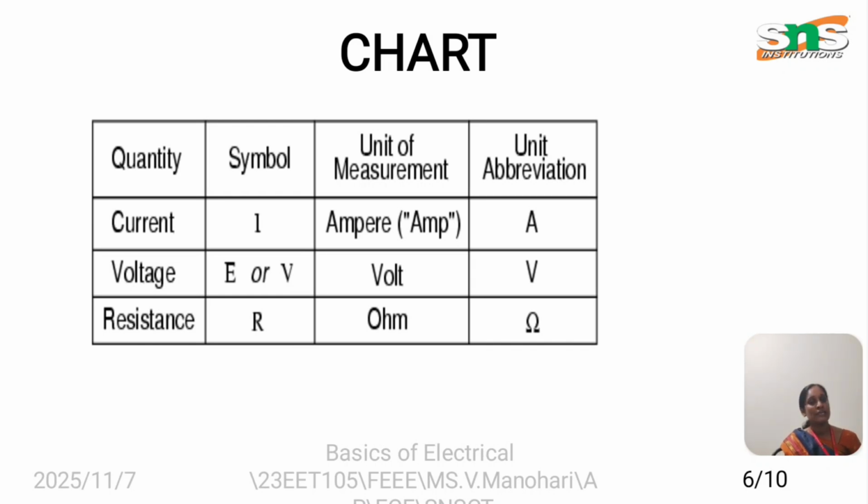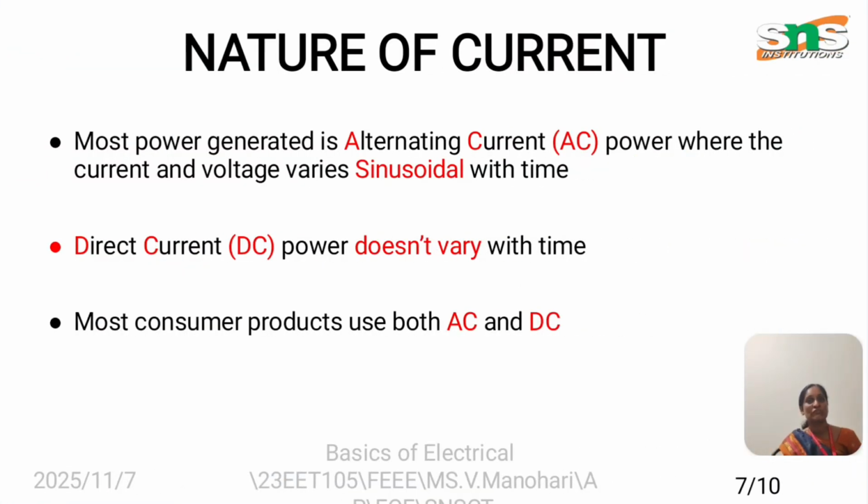It's a very famous law that connects all the three: voltage, current and resistance. We call it Ohm's law. Ohm's law: V equals I into R. Next, move on to nature of current.